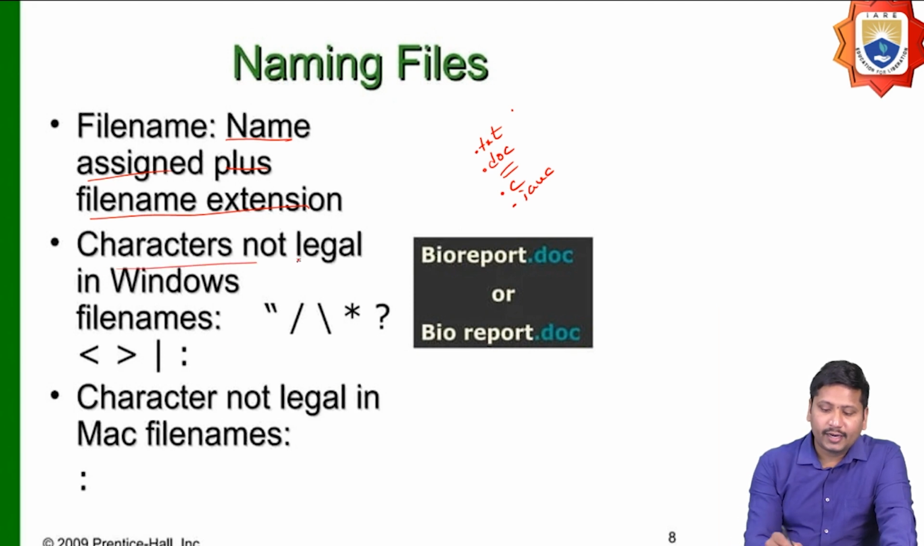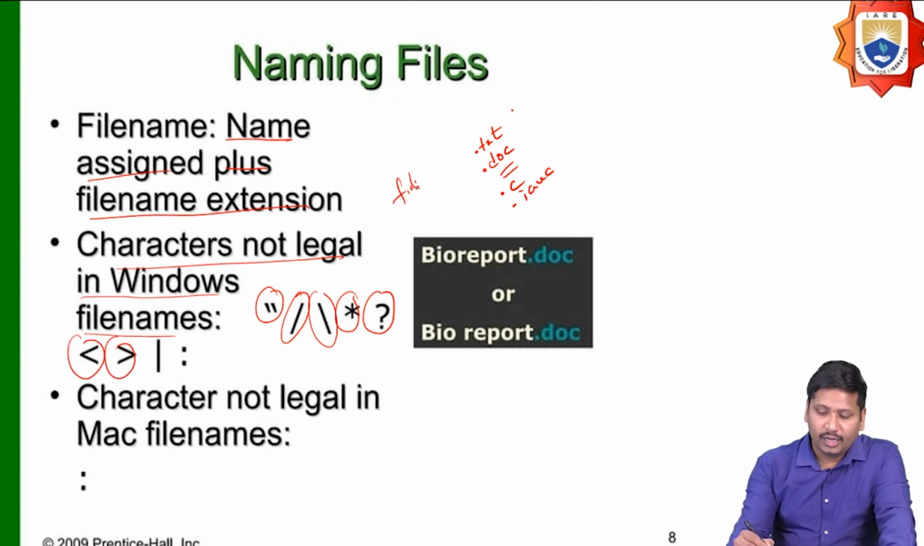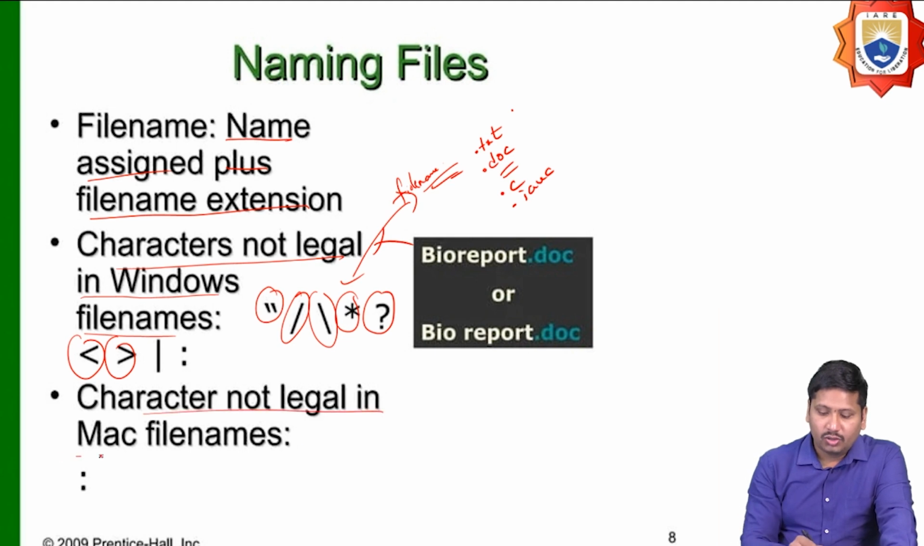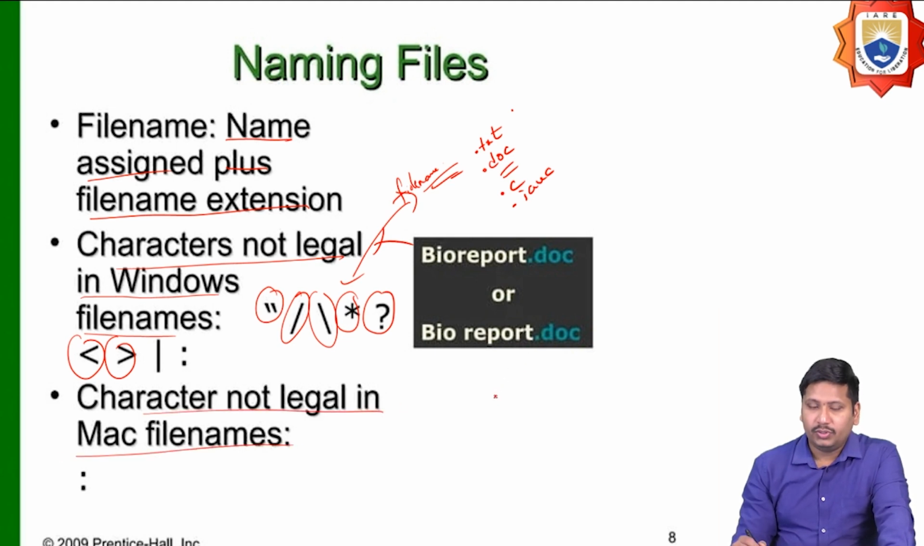Normally, some characters are not legal in Windows file names, like the apostrophe. These symbols should not come in a file name, so we should not use this kind of symbols in file names. Such characters are also not legal in Mac file names.